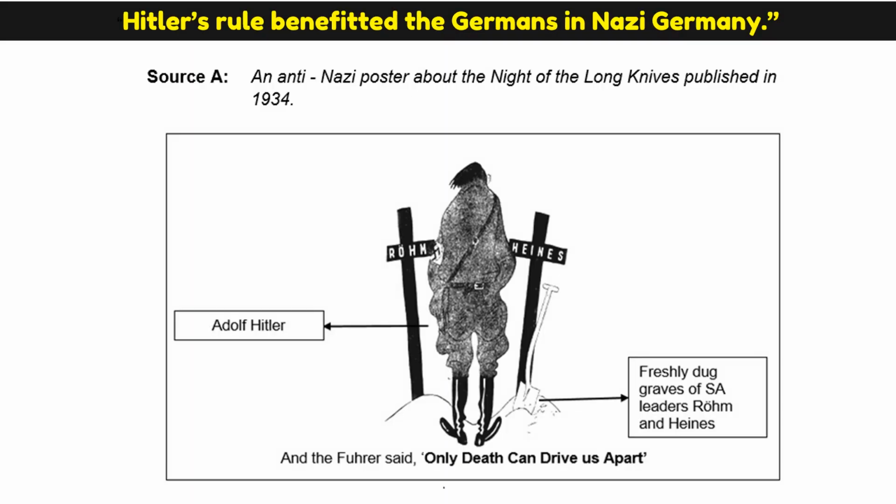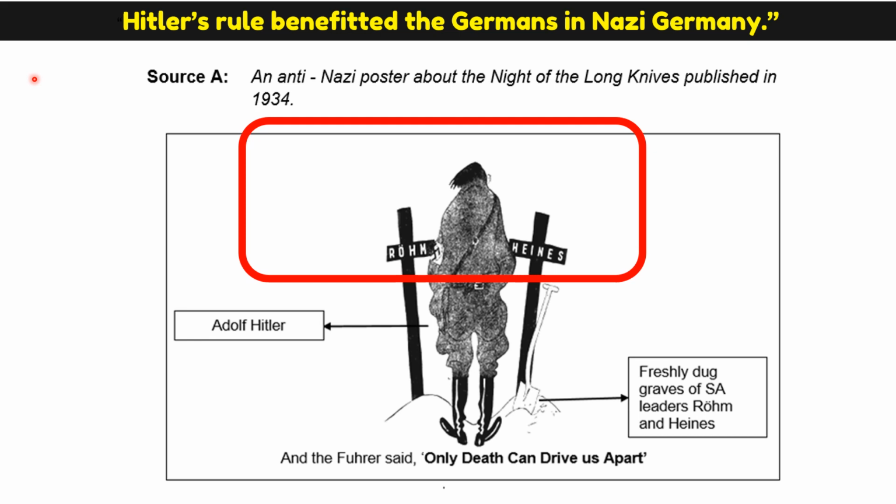So I'm going to choose Source A. I've put the question E, the testing assertion question, right on top here to remind us that when we look at the sources, we are looking at this particular question. So Hitler's rule benefited the Germans. It is a poster, and one of the most important things you need to remember is this. There's a reason why these two names are there, and they are of course Hitler's very close allies, very close friends. But at the same time, I want you to look at the provenance.